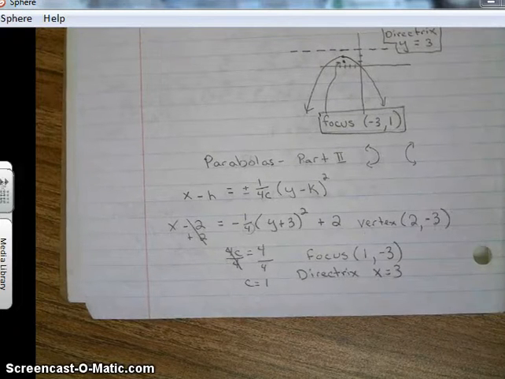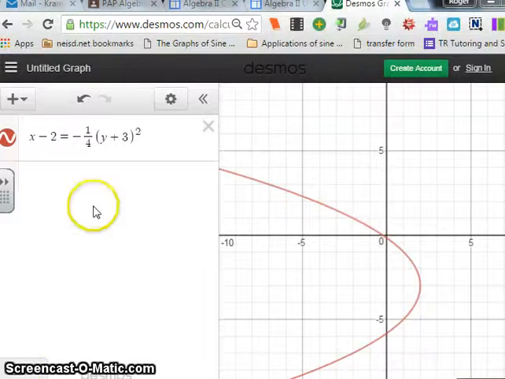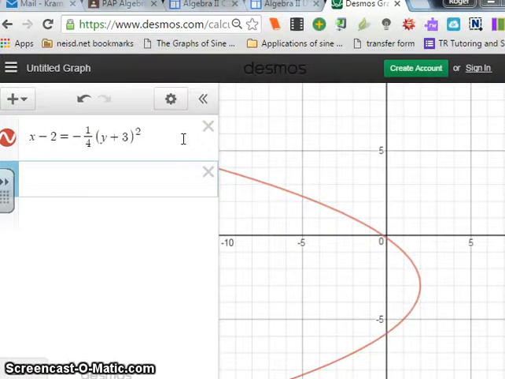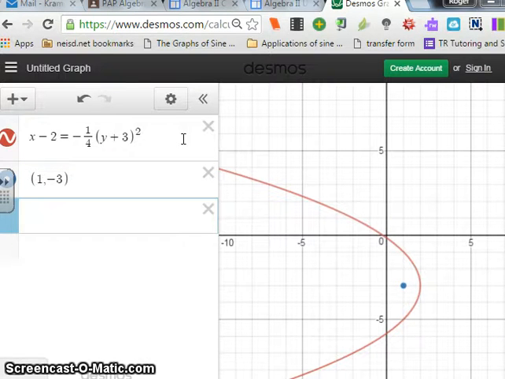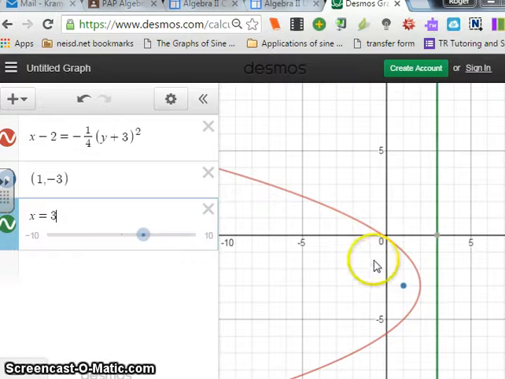So let's take a look. Let's go back here to Desmos real quick and put this information in. Our focus we said was going to be at 1, comma, negative 3. And there it is. And then our directrix, x equals 3. Do you guys see how this distance c is the same as this distance c to the directrix? I couldn't make a dashed line. It should be a dashed line. So just so you know, this is a dashed line over here for the directrix.